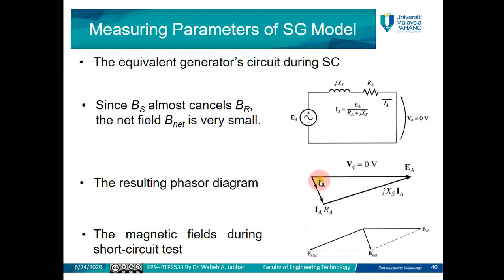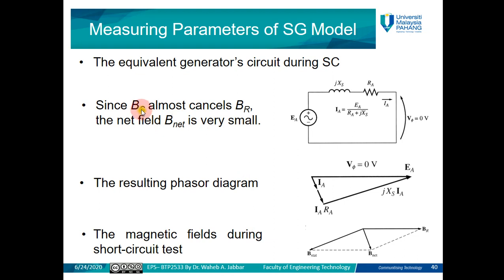This represents the phasor diagram resulting from the short circuit test. And as you can see here, the value of EA, which is the internal voltage, is equal to IA RA plus jXS IA. So the armature voltage equals the voltage drop across the synchronous reactance and across the armature resistance.